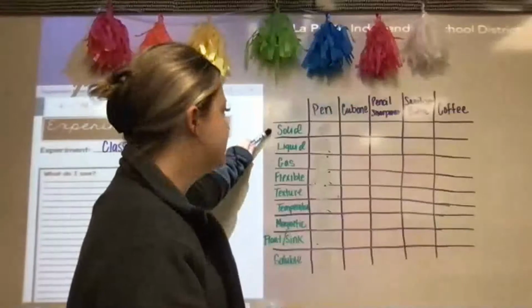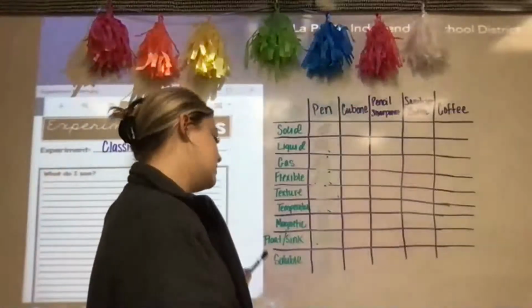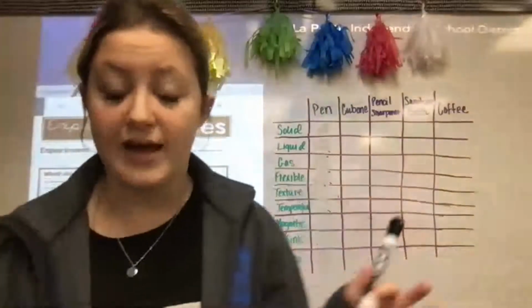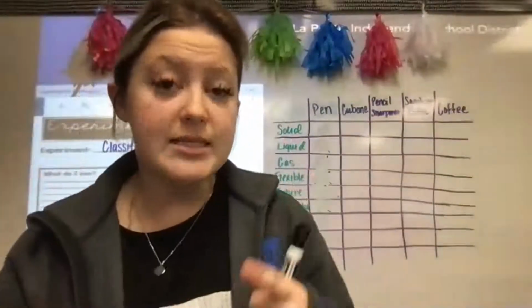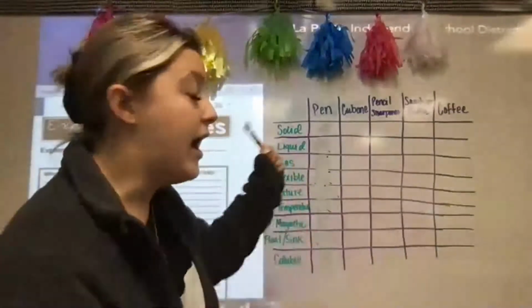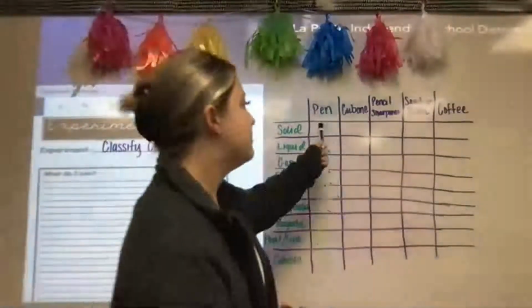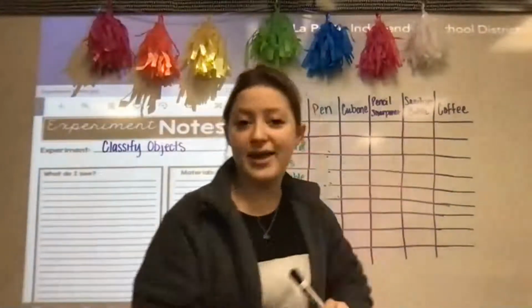So I have solid, liquid, gas, flexible, texture, temperature, magnetic, float, sink, and soluble as our classifications. Now, these are the most common ones that we're going to be seeing. So these are the ones that I want to start us off with, okay? And our items that we have: a pen, Cubone, pencil sharpener, sanitizer bottle, and coffee.